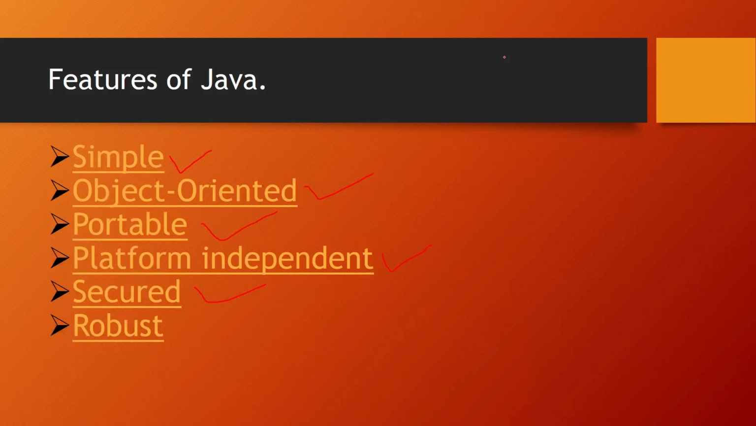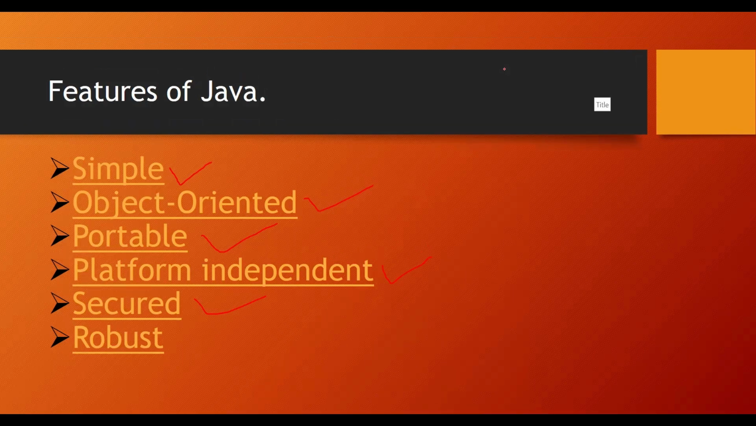Now let's understand the robust feature. Why is Java called a robust programming language? There are some points that make Java a robust programming language. The English meaning of robust is strong, and there are some points that make Java robust, like its strong memory management and the lack of pointers.